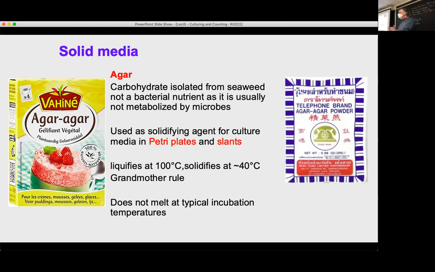Grandmother's rule is you don't feed the baby milk that's boiling hot. You test the temperature on the inside of your arm and then feed the baby milk. So once it's capable of being touched, then you can pour it. This is kind of a lab rule: if you can touch the bottle, you can pour it. If you pour the media too hot, you can melt the plates or cause too much condensation on the top. If there's too much condensation, you have to get rid of it somehow.